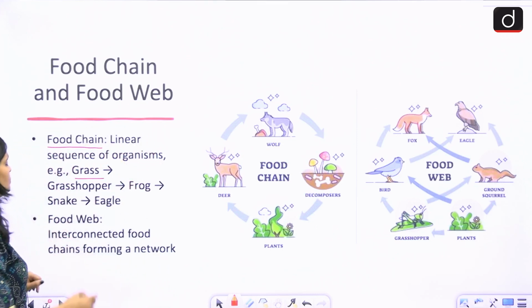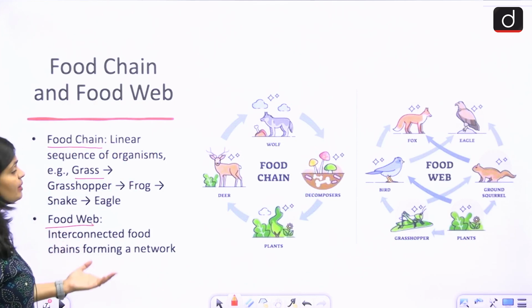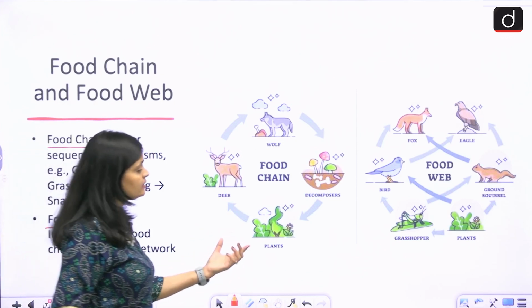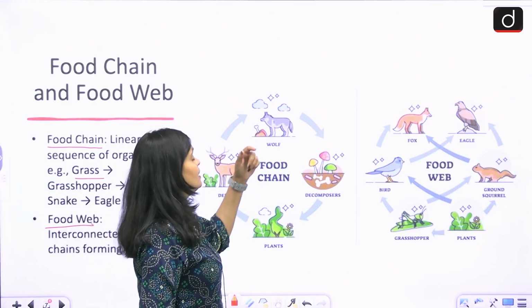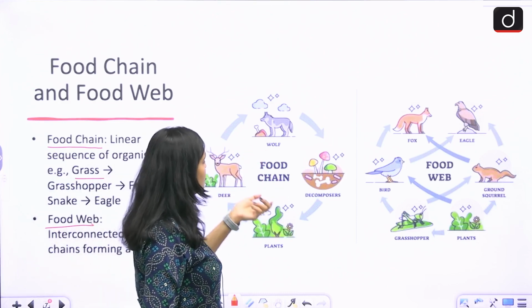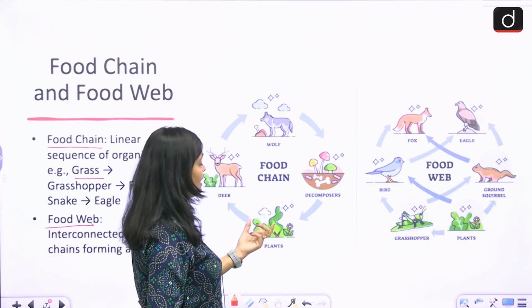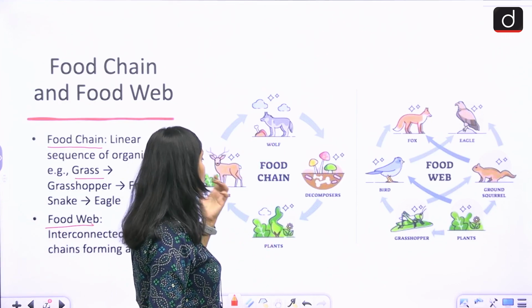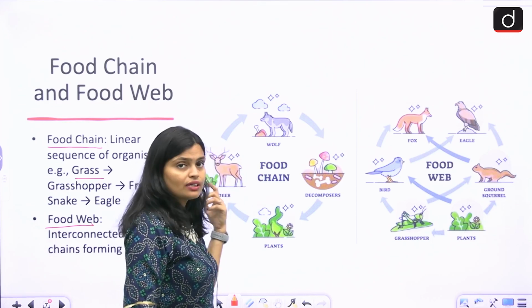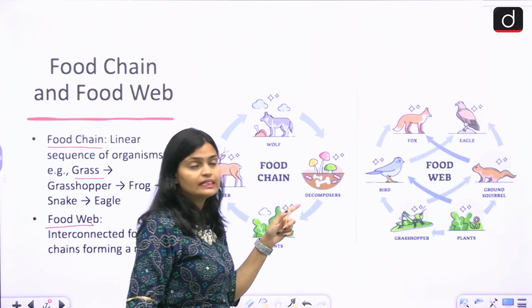Now what is a food web? A food web is interconnected chains forming a network. So here in this chain, it's not like the wolf eats the plant, or the deer eats the wolf. It's not like that. It's a linear sequence.